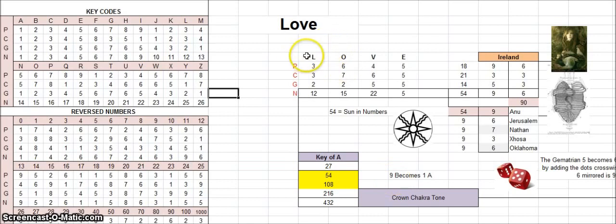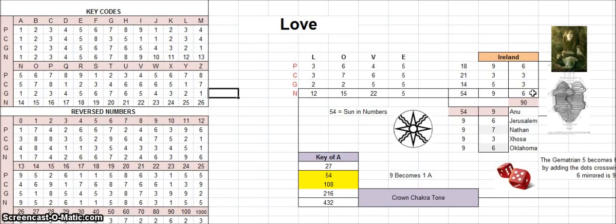And as you can see, I'm using all of the different Pythagorean, Chaldean, Gematria, Numerology, the whole bit, just like I showed you in the introduction. And as you can see, we come out with different versions. So here's your first set of different versions of numbers that love comes to.